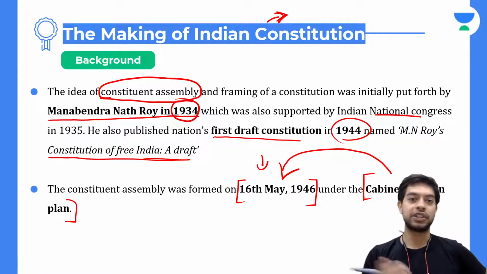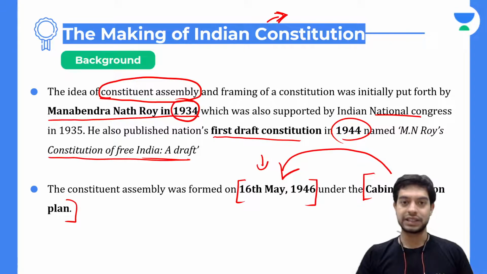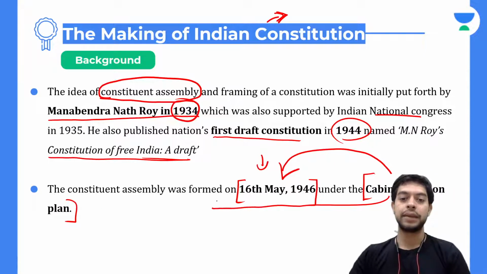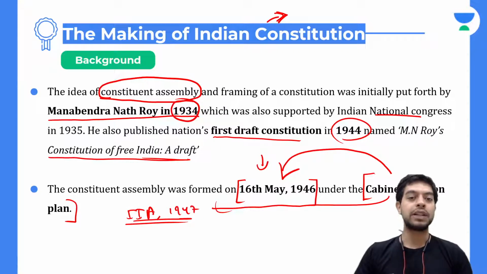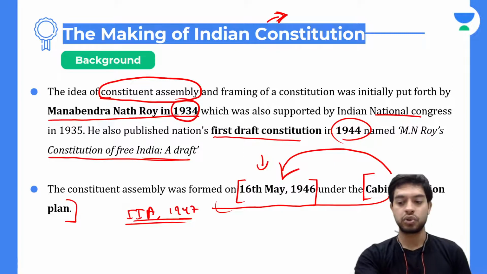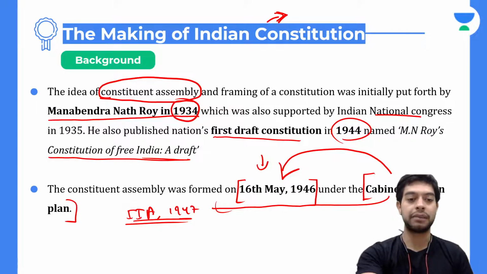Later on, partition riots happened, and due to those partition riots, the British India was divided into Pakistan and India. Bangladesh was also East Pakistan at that time, and due to that, the Cabinet Mission Plan was superseded by Indian Independence Act. We will discuss this hierarchical order in another class. Right now, remember that Constituent Assembly, जिसने Indian Constitution बनाया, it was formed on 16th May 1946 under the Cabinet Mission Plan.